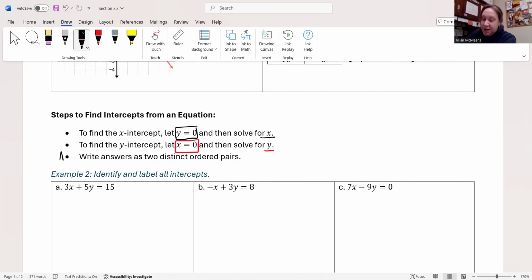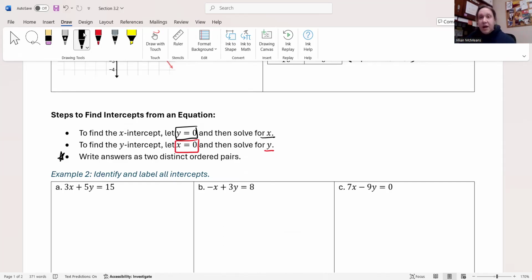And then this is really important right here. This is kind of my own personal pet peeve. Write your answers as two distinct ordered pairs. Students make this mistake all the time. They take the x-coordinate from the x-intercept, they take the y-coordinate from the y-intercept, and they try to make a single point. Well, that point no longer lives on the x- or the y-axis. So make sure you write your answers as two distinct ordered pairs, or specifically for the x-intercept, write the x-coordinate, and for the y-intercept, write the y-coordinate. I prefer the ordered pairs.